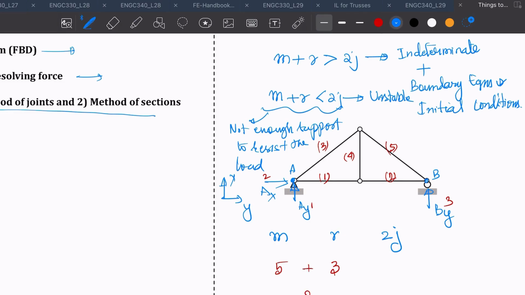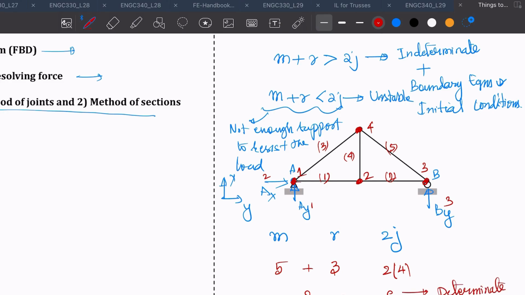And now we calculate for the joints. We have 1 joint, 2 joints, 3 joints, and 4 joints. And a joint is where members are connected, it's the end of the member. Okay, so a joint is the end of the member. So this member has 2 joints. So we have 1 joint, 2 joints, 3 joints, 4 joints. So in total, we have 4 joints. And you'll see that 2j is 8, so that means this is a determinate structure.